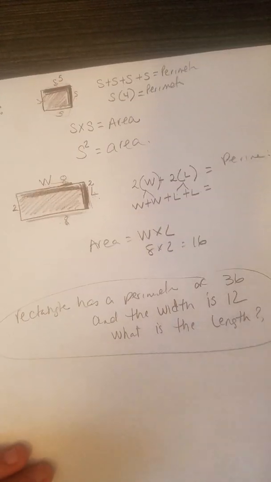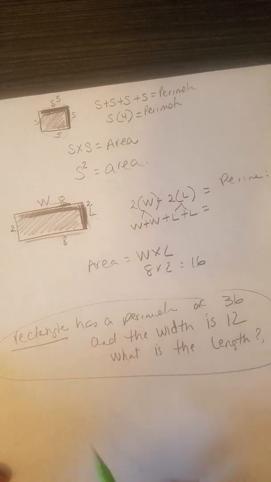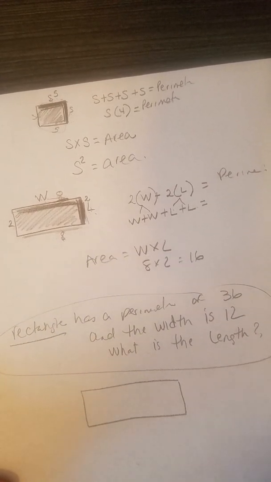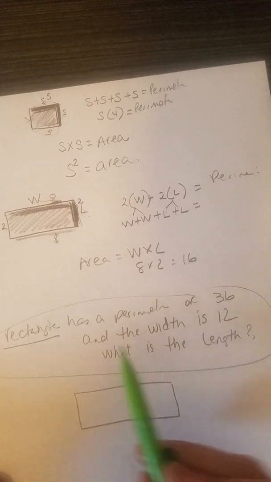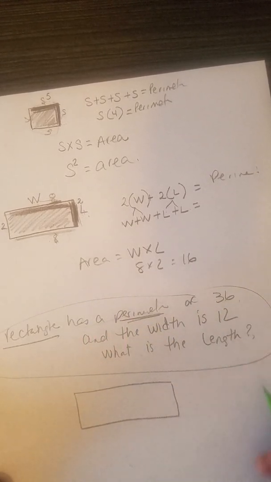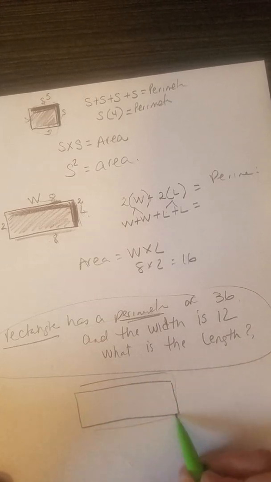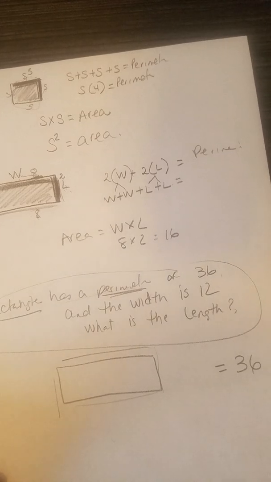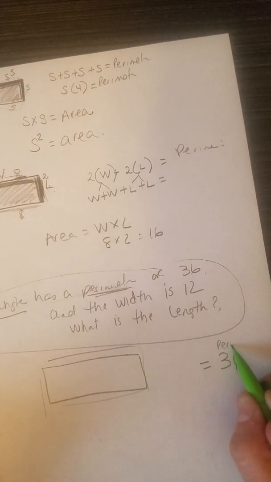So you have something like this, and I know you guys hate reading, but I want you to say, okay, what information? So first of all, rectangle. I want you to go ahead and draw a rectangle. Now, what information are they giving you? They're saying the perimeter is 36. Okay, so you know that this and this and this and this, it all equals 36. That's your perimeter.